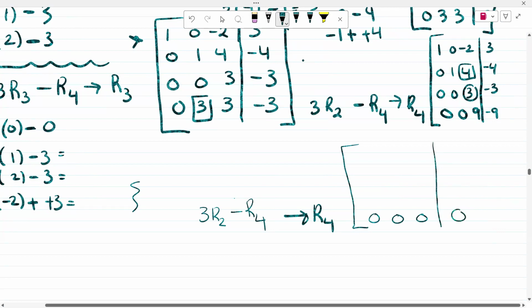And then I didn't mess with this row, so this is going to be 0, 0, 3, -3. And I didn't mess with this row, so this would be 0, 1, -4, 1, -2.